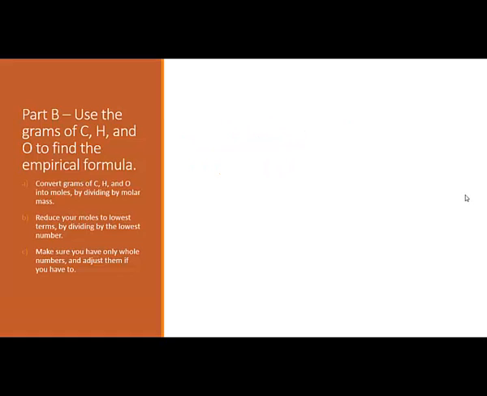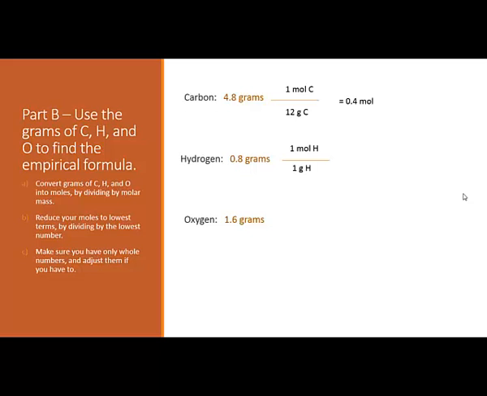Now it's time to move on to Part B, and let's begin by converting the grams we just found back to moles. We divide our carbon mass by its molar mass, and repeat the process for hydrogen and oxygen. For carbon, 4.8 over 12 gives us 0.4 moles, and hydrogen gives us 0.8 moles. We actually already found these numbers back in Part A, but it doesn't hurt to check. We also use our 1.6 grams of oxygen from Step 3, which we divide by 16, oxygen's molar mass. This gives us 0.1 moles of oxygen.